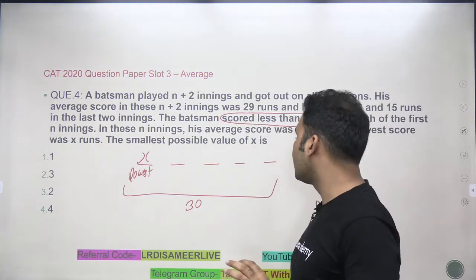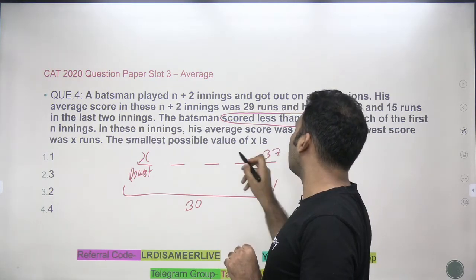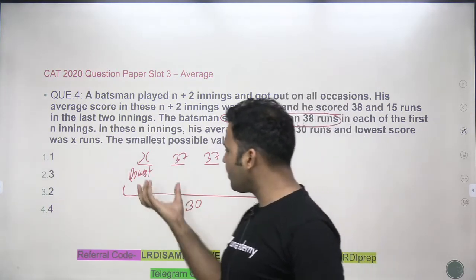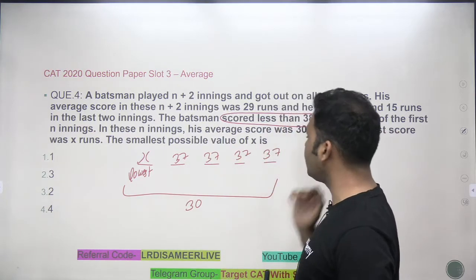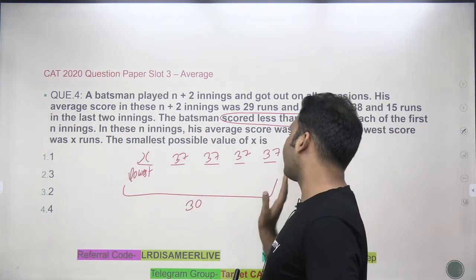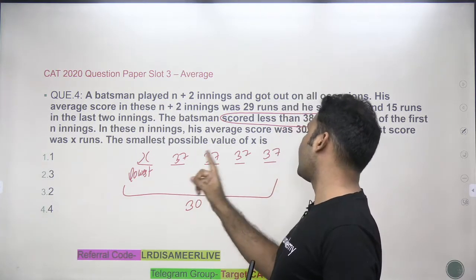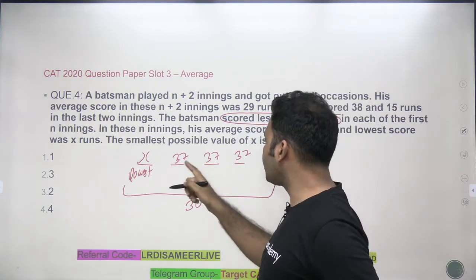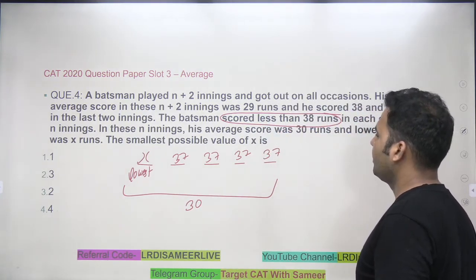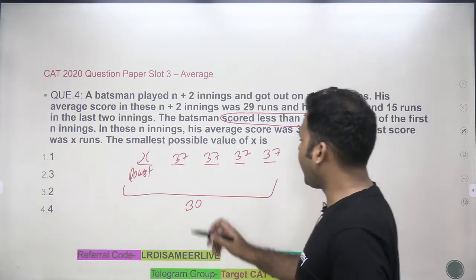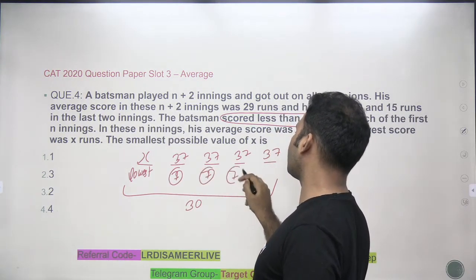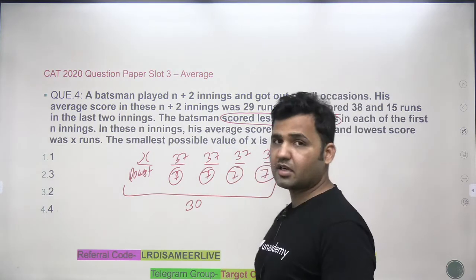Less than 38 means the maximum runs that you can score in each of these 4 innings is 37. Why am I taking the maximum? Because I want to minimize this value, so I'll be maximizing all these 4 values, right? So see, the average is supposed to be maintained at 30 and here I have a value of 37. So how much extra value do I have already? You see that here? The extra value that I have here is 7. I have 7 extra here, 7 extra here, 7 extra here compared to 30.